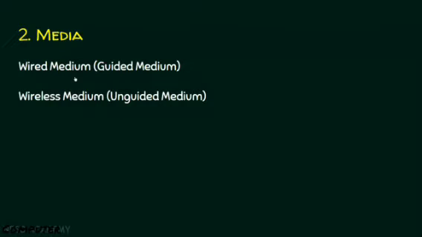In wired medium, there will be a cable that connects two nodes. Whereas in a wireless medium, cable will not be present. Since cables are used to guide the data flow, we call wired medium as guided medium. Whereas there is no cable in a wireless medium, and that is why we call wireless medium to be unguided medium. We will see some examples for wired medium and wireless medium.